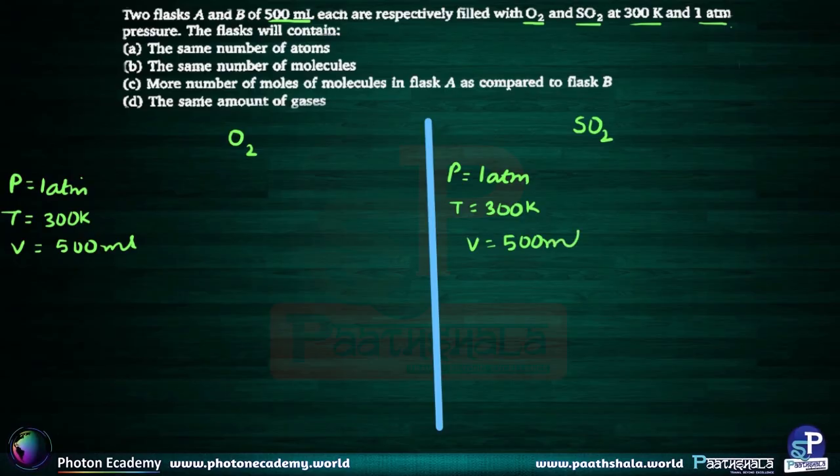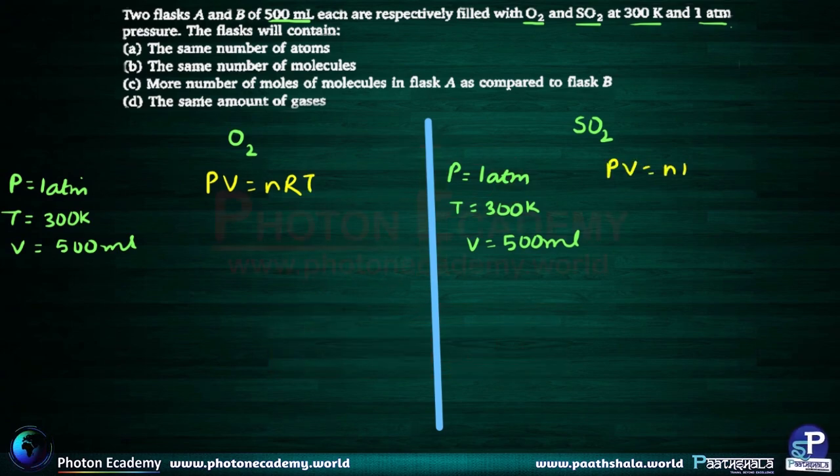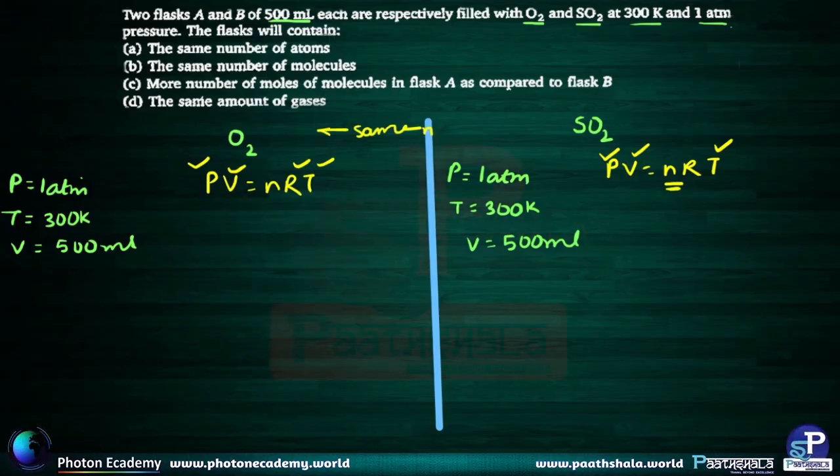So if I apply the ideal gas equation in both of these, PV is equal to nRT and PV is equal to nRT. P is same, V is same, T is same, so n has to be same for both of them. It would mean that both oxygen and SO2 have the same number of moles. Agreed?